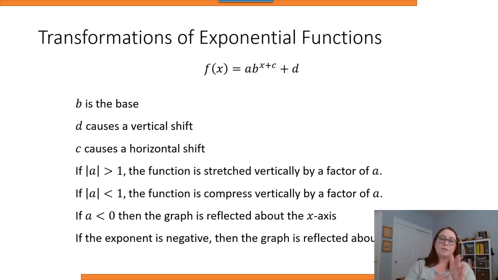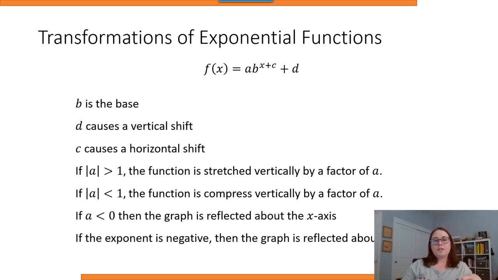If I add a number to the x in the exponent, then that will cause a horizontal shift. If I add a number to the end of the function, that will cause a vertical shift, so that it will go up or down by d.